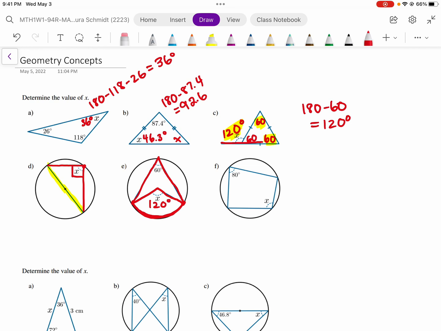Okay, this is our cyclic quadrilateral. So we know that opposite angles add to 180. So if I just do 180 minus 80, I know that angle x is going to equal 100 degrees.